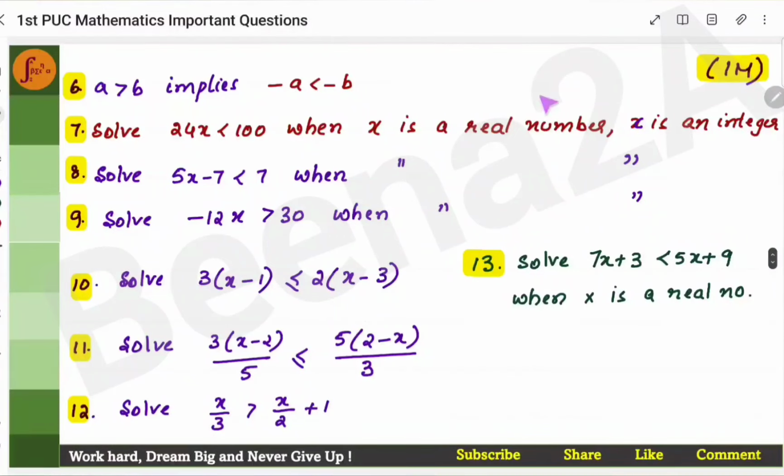Here are a set of 1 markers in linear inequalities. Very easy. If a greater than b implies obviously minus a less than minus b. Then you have to solve, that is, find the value of x. Everywhere you have to find the value of x, right? Now x could be a real number or x could be an integer. Based on that, you have to find the values of x, right? All of these are examples of 1 marker problems.